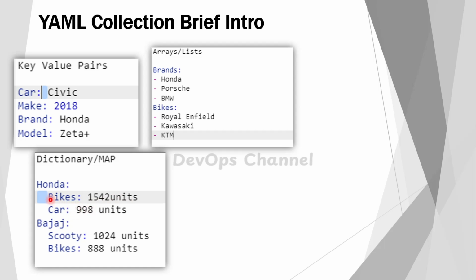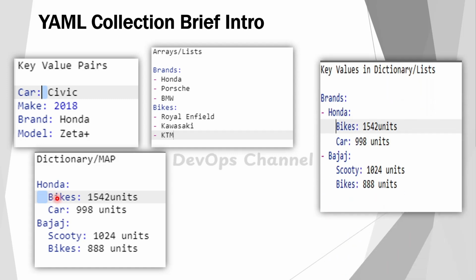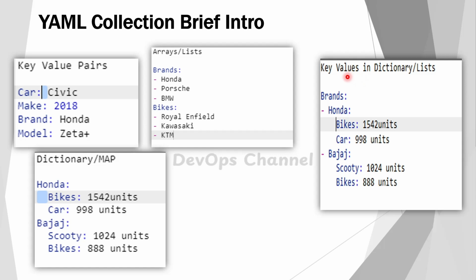Now if you want to include an array or list inside a dictionary or map, here is an example. I have included a brand, inside it a list, and inside the list a dictionary or map. In our regular, real-life YAML files, we use this kind of configuration where all these things are included.